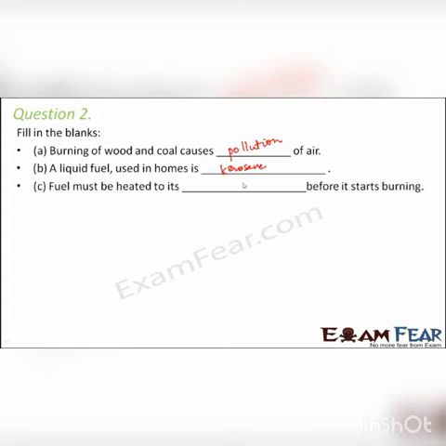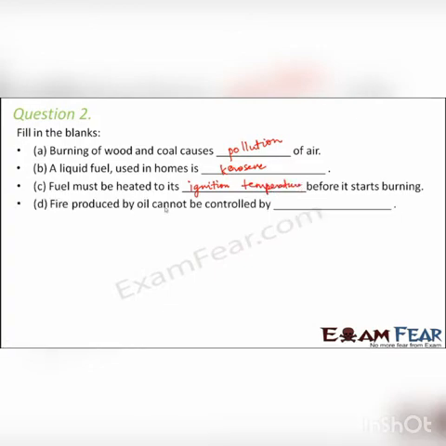Fuel must be heated to its dash before it starts burning. So the minimum temperature where it starts burning, that is the ignition temperature. So any fuel has to be heated till their ignition temperature. Fire produced by oil cannot be controlled by.